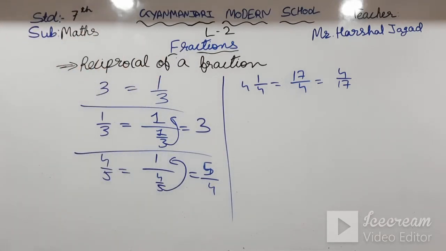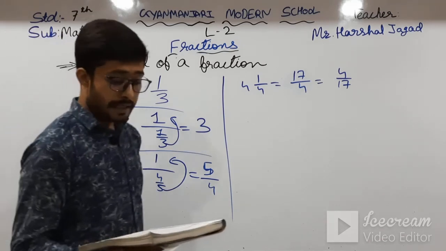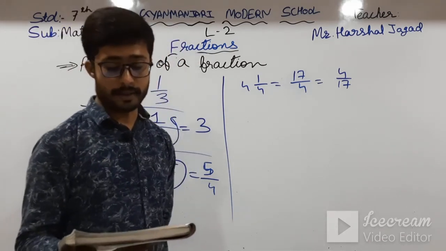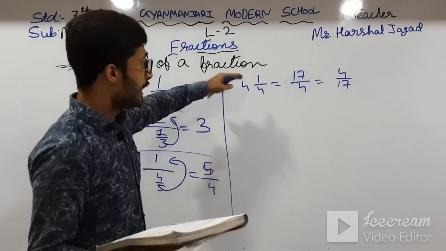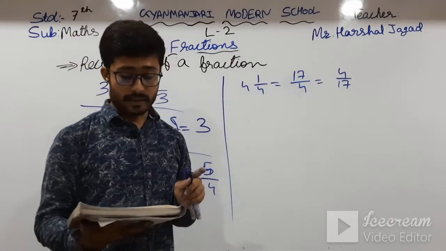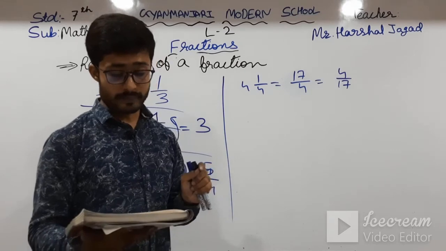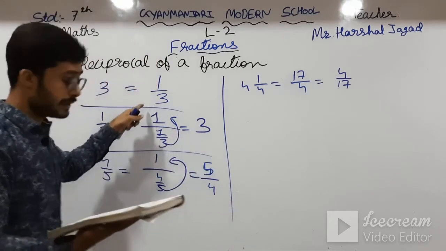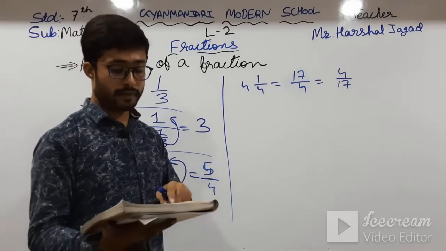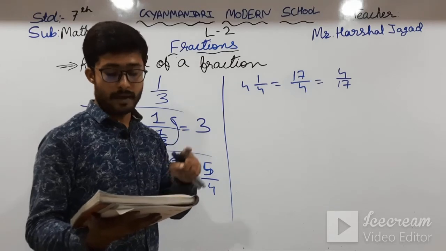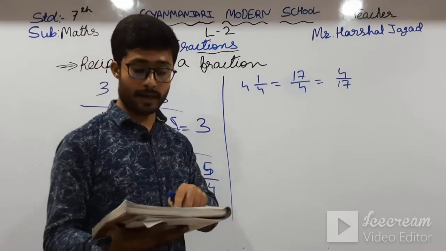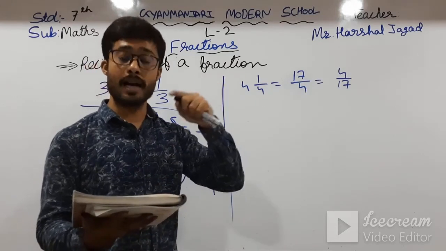Okay, students, here are some examples. On the basis of these, you can see how the reciprocal is done. See, here I am reading something. The reciprocal of a fraction is a new fraction in which the numerator and denominator are interchanged. The reciprocal of 3 is 1 divided by 3, that is 1 by 3. The reciprocal of 3 by 5 is equal to 5 by 3. The reciprocal of 2 1 by 7, or 15 by 7, that is 7 2s are 14 plus 1, 15 by 7, is 7 by 15.